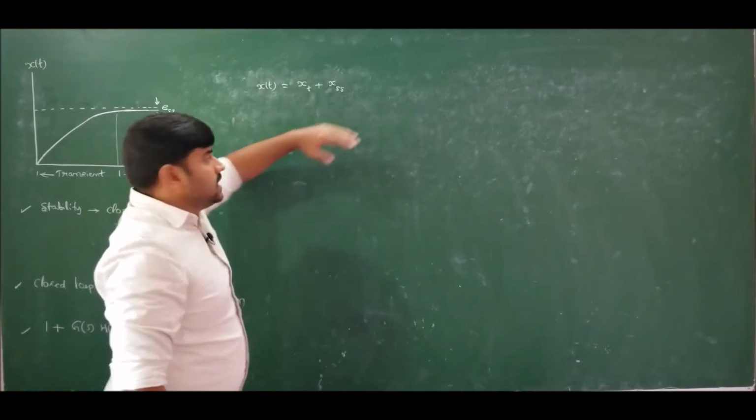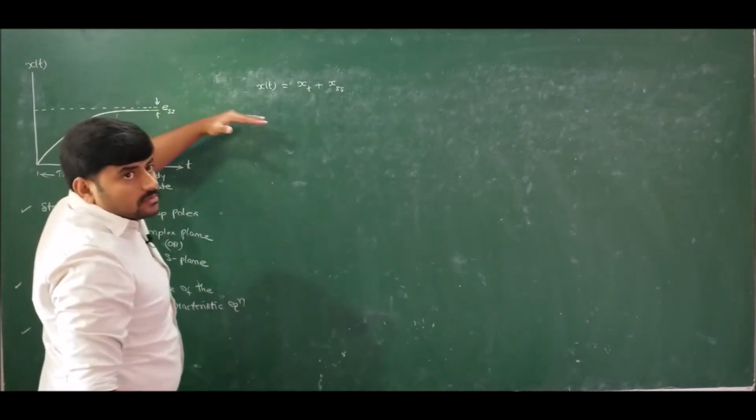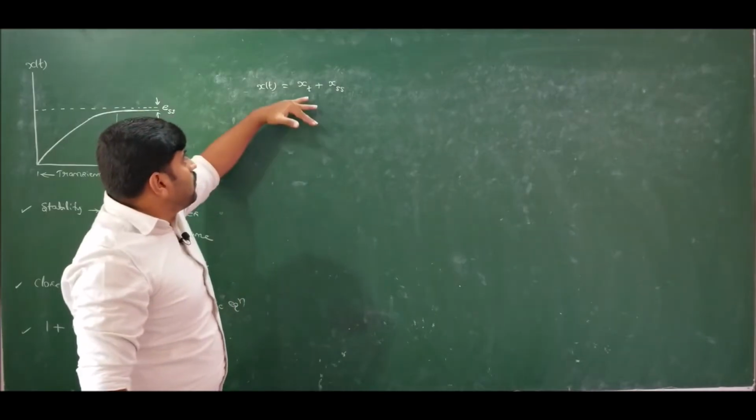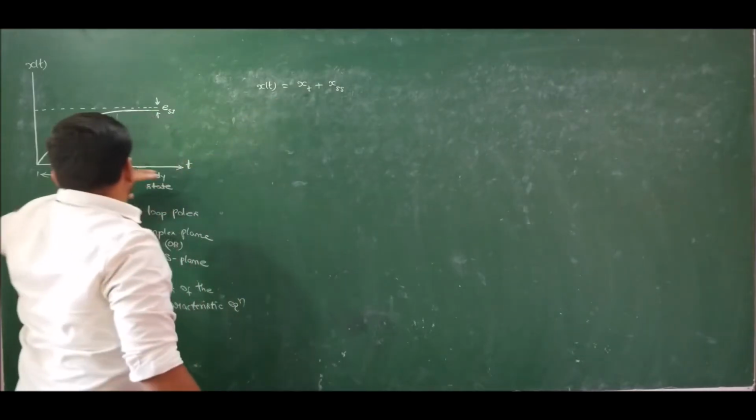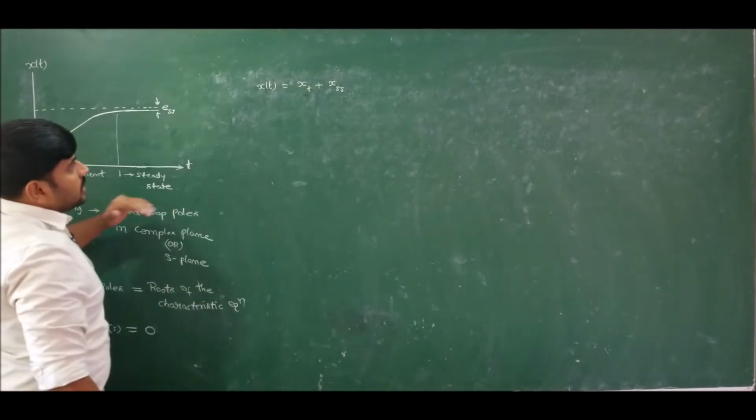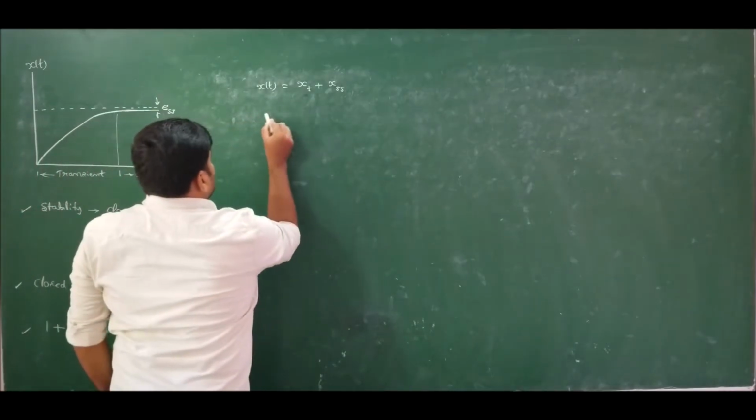Steady state, you don't worry, steady state is a constant value. I don't want to worry about that. What about this transient part? If you observe, the transient part is varying. This transient part varies exponentially.